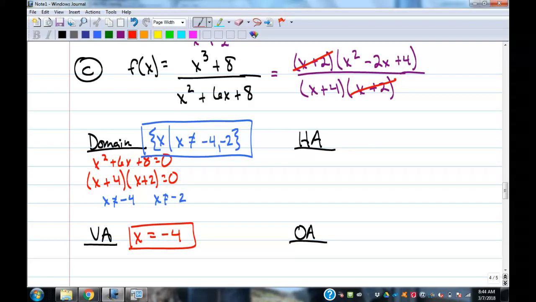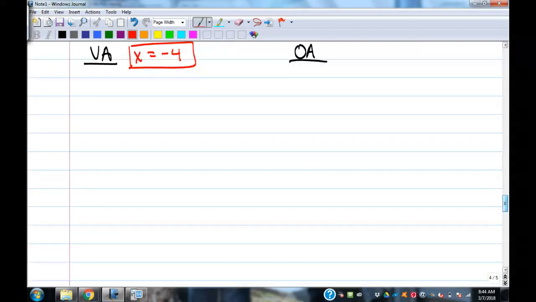Squared, right? And on the denominator, 1. 2 over 1, it'll be oblique because our degree is 1 more on the top than the bottom. So that's an oblique asymptote. The way we're going to find an oblique asymptote is through long division. So we're going to divide x plus 4 into x squared minus 2x plus 4. Or if you wanted to, you could go back to the original problem and divide them.